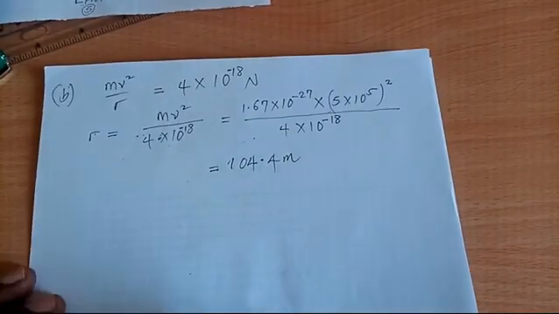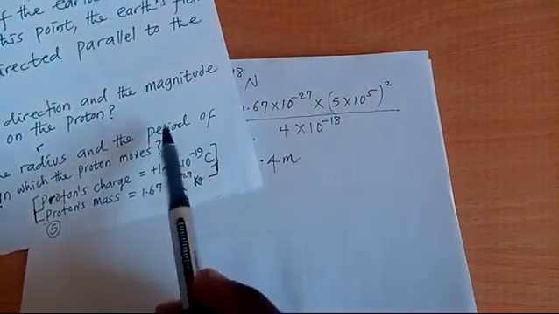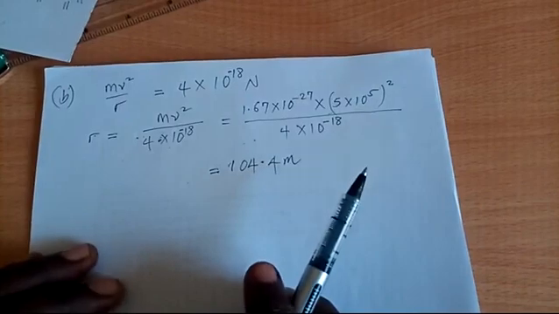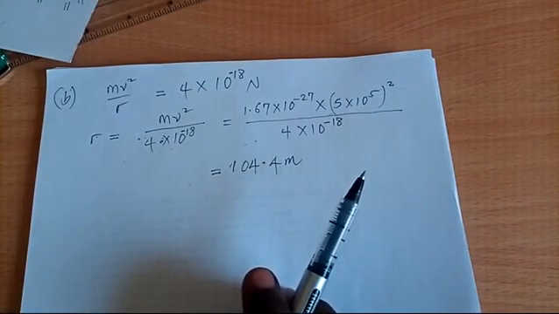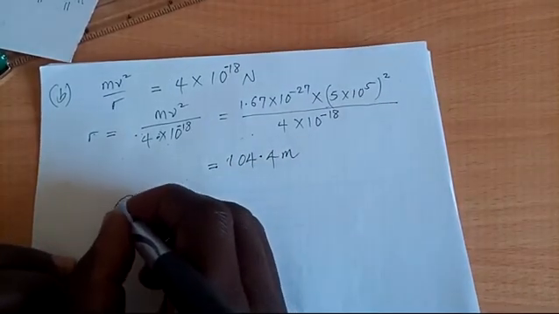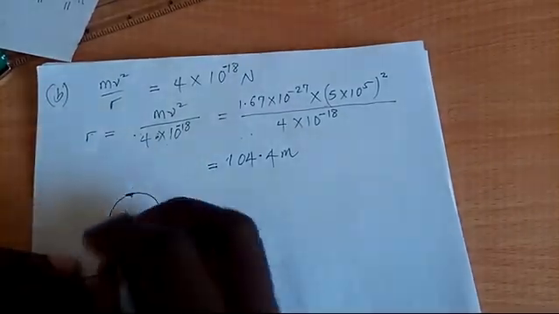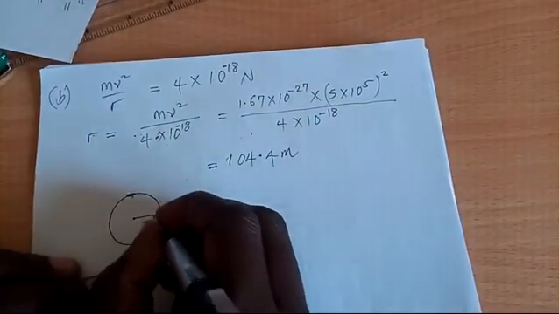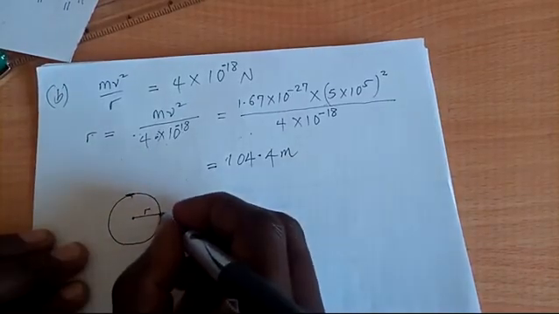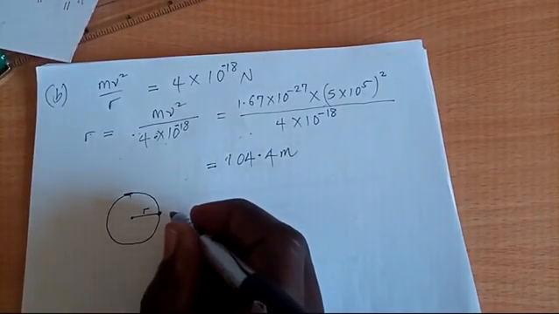Now after obtaining the radius, problem B doesn't just say radius of the orbit, it also says the period, meaning how long does it take to make one complete rotation along its own orbit as it approaches the Earth. So let's assume this is the orbit, and here we have the center, and here we have the radius. If it moves from here round here and comes back to here, the time it takes is the period.